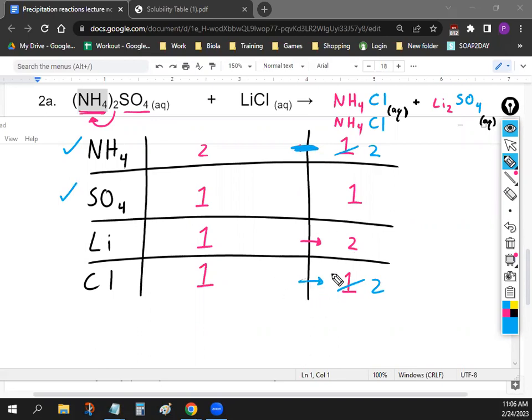Okay, so now we need to add Li and Cl to the left side. Lucky for us, we have a chemical that's just LiCl, right? So we're going to write LiCl. And now we have 2 Li's and 2 Cl's, and we're all balanced and good to go. So everybody is balanced now. Does that make sense? Yeah.